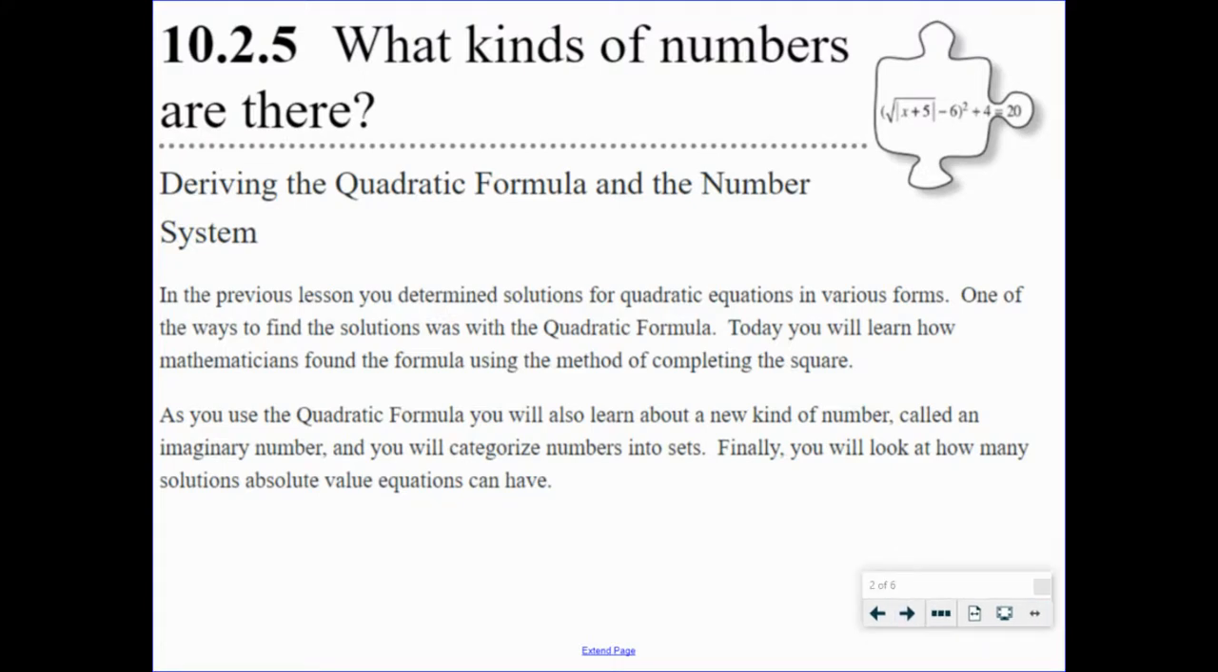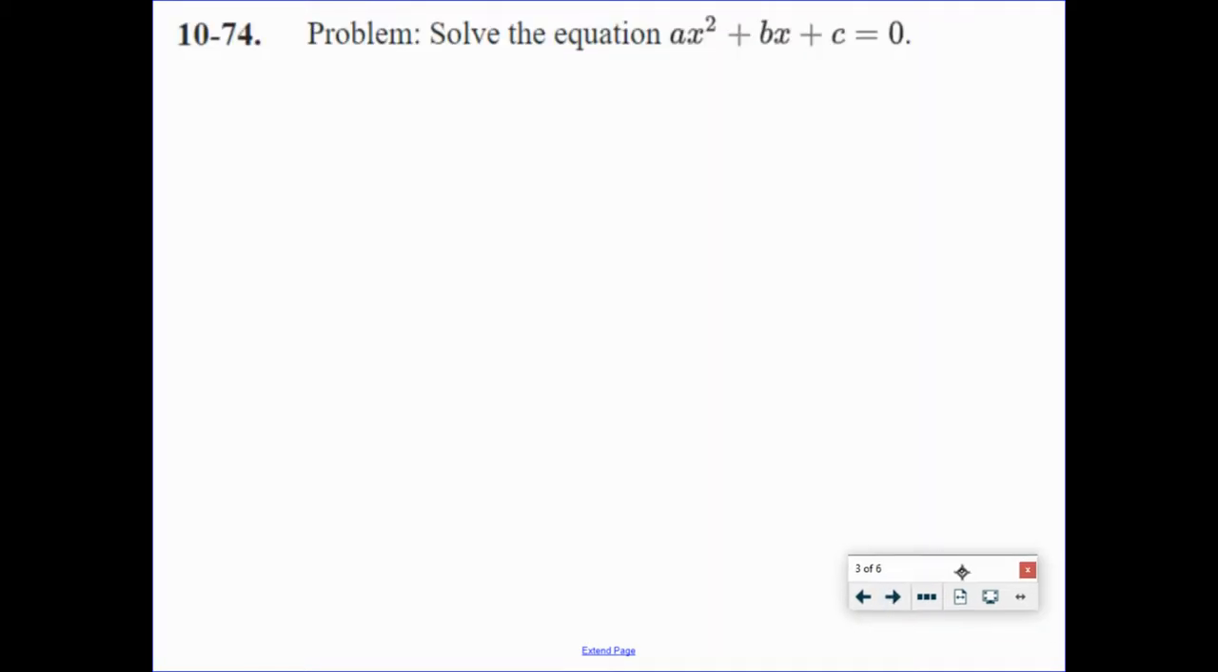So like I said, we're doing 10.25. Today we're going to figure out the quadratic formula and where it came from. So we're going to derive that, and we are going to learn about a new kind of number today, just to touch on it. I think it's some useful information. So starting with the quadratic formula, we're going to figure out where this comes from today, all right?